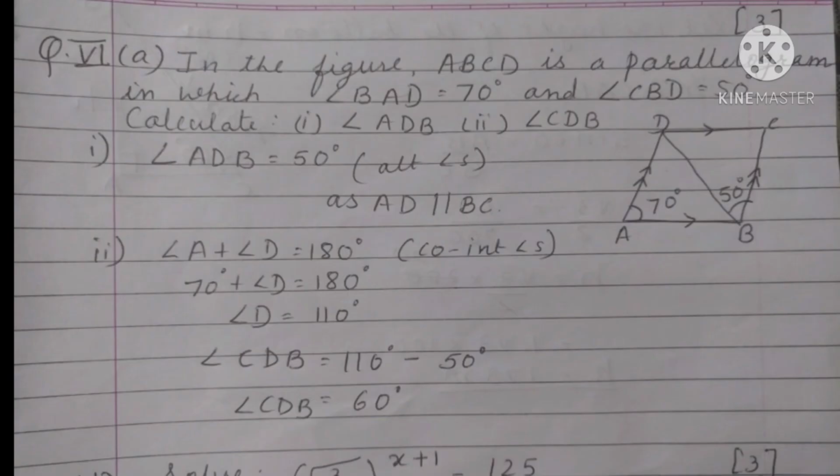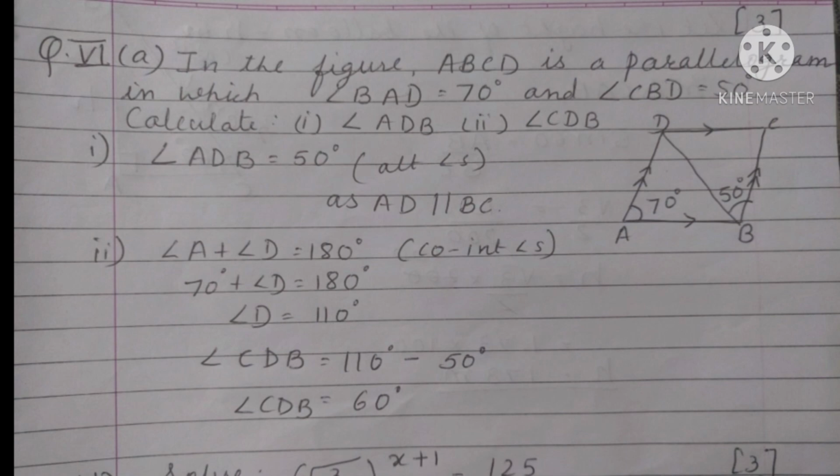Question 6a. In the figure, ABCD is a parallelogram in which angle BAD is equal to 70 degree and angle CBD is equal to 50 degree. Calculate first angle ADB and second angle CDB. First, angle ADB is given 50 degree, so by alternate angles we can write that CBD and ADB are forming alternate angles. So students, we got our first answer, and as AD is parallel to BC, angle A and D are forming co-interior angles.